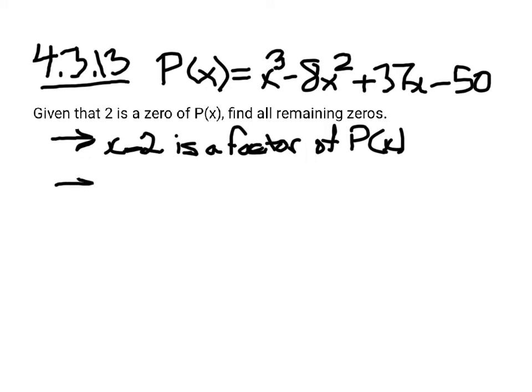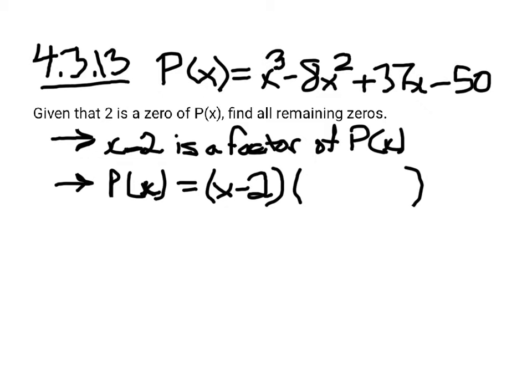Okay, so that means that the polynomial p of x can be written as x minus 2 times some other factor. Since the leading term in this polynomial up above is x cubed, I know this is a quadratic factor here. Once I pull out that linear factor x minus 2, we'll have x squared plus whatever over here. But the question is, how do we find this missing factor right here?